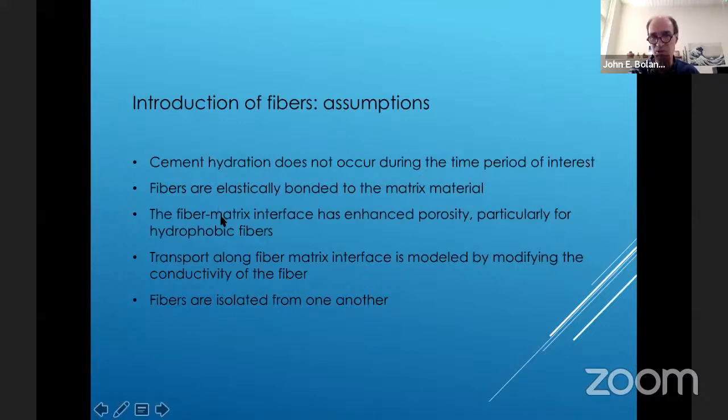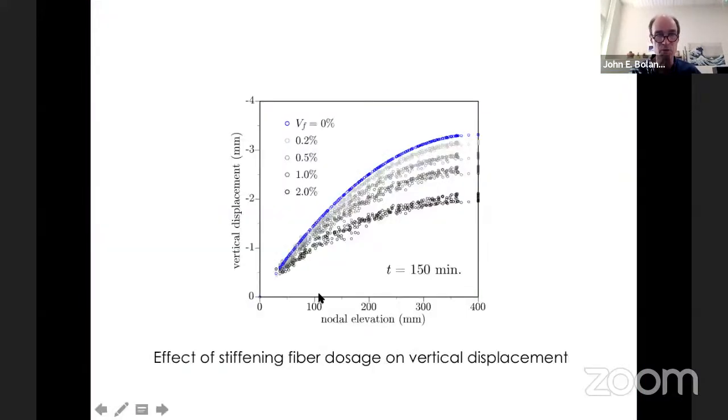The fiber matrix interface has enhanced porosity. This is reasonable, particularly for hydrophobic fibers like polypropylene fibers. The transport along the fiber matrix interface is modified by modifying the conductivity of the fiber, and the fibers are isolated from one another. In doing so, now we can simulate the effects of fiber additions.